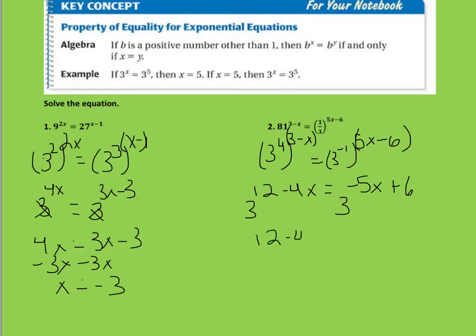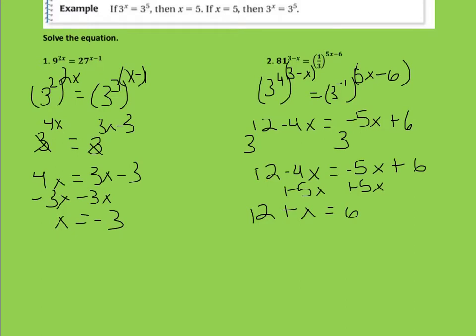So we can get rid of the bases. Add the 5x over. So you get 12 plus x equals 6. Subtract the 12. x equals negative 6. So there we go. We have to get the bases the same. So there's exponential.